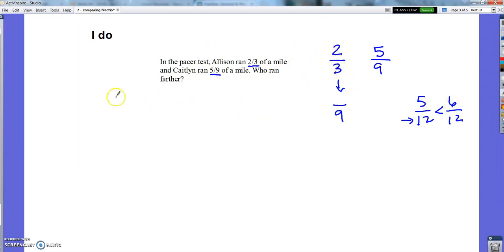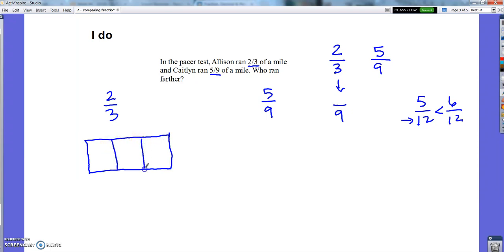So what I want to do, I want to take my 2/3, I want to take my 5/9, and I'm going to partition my smaller fraction into 9ths to make a greater one. So I'm going to draw my 2/3. Let me remind you how this strategy works. It's been a while. If this wasn't your favorite, you may not have used it in a while. And so I'm going to draw 2/3.